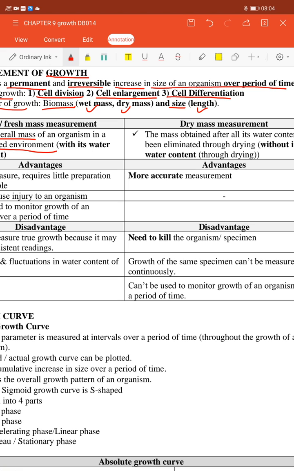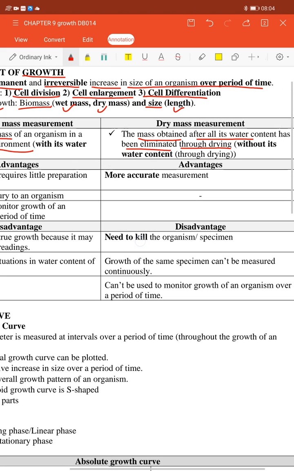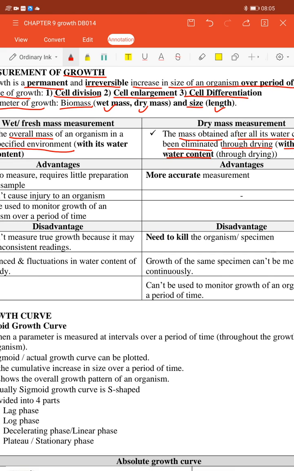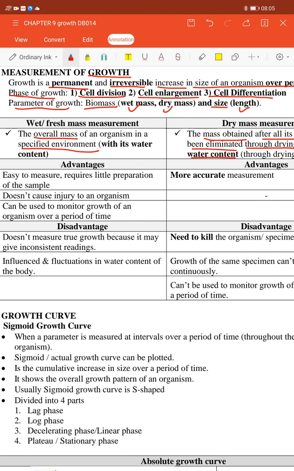And while for the dry mass, it's the mass that is obtained after all of its water content has been eliminated or removed through drying. Okay, so it means without its water content lah. Maksudnya kita keluarkan semua airnya dalam badan organism itu, baru kita measure the mass without the water.